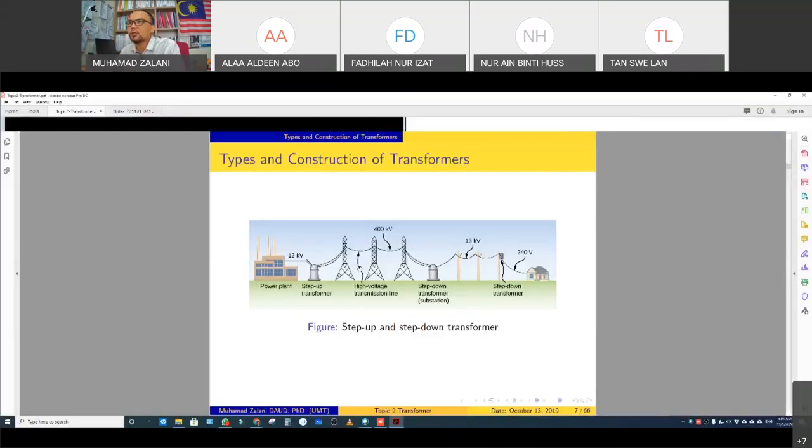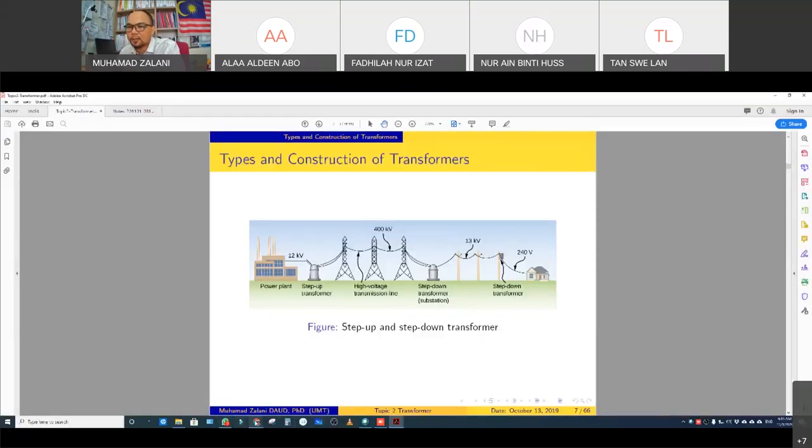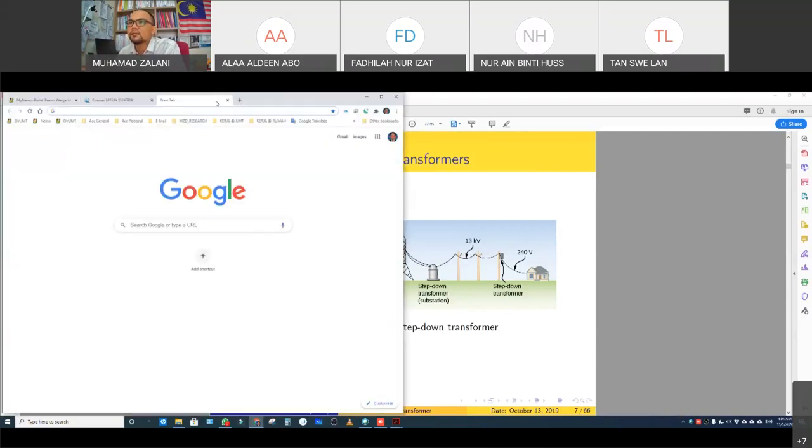Let me show some example figures of the transformer.